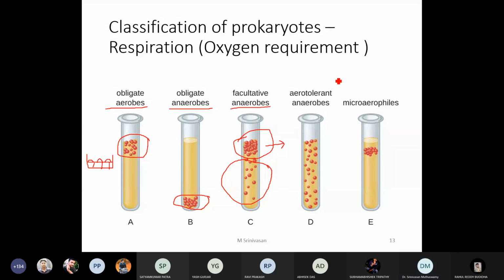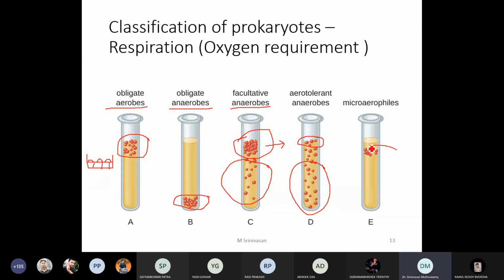Okay. So aerotolerant anaerobes. These are anaerobic bacteria which can tolerate a certain level of oxygen. So these organisms prefer to grow in the bottom area, and they may also grow in the presence of oxygen. But they prefer to grow in anaerobic conditions, though they can tolerate a little amount of oxygen.